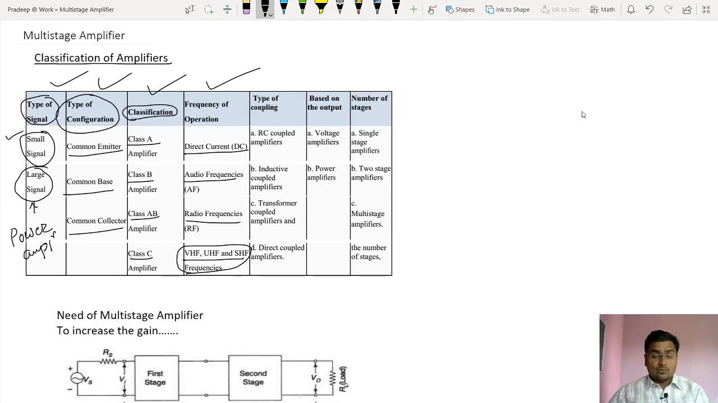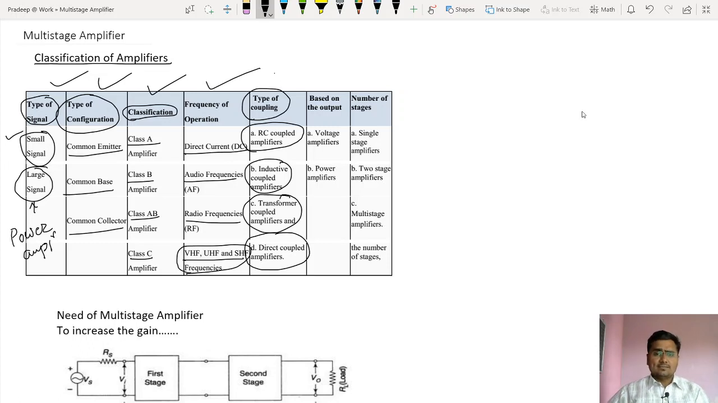And just now we had a discussion about types of coupling. That's what we're supposed to discuss. Even I can categorize them as RC coupled amplifiers, inductive coupled amplifiers, transformer coupled amplifiers, and direct coupled amplifiers. Just now we have seen direct coupled, what is transformer coupled, and RC coupled also. We'll focus more on that also.